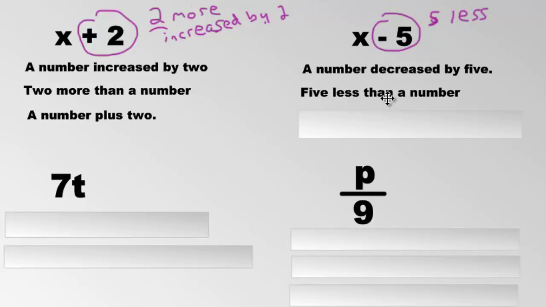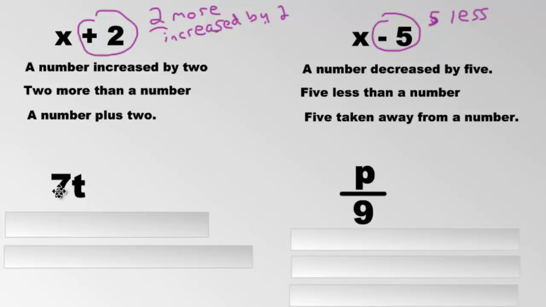Now what about that third one? We can say 5 taken away from a number. 5 is taken away from a number. We start with the number and then we take 5 away. That's like a kid has some candy and you take the candy away from him. That's not nice.